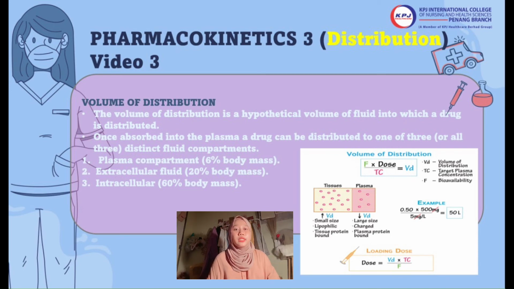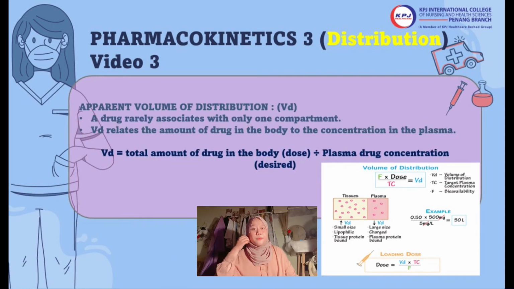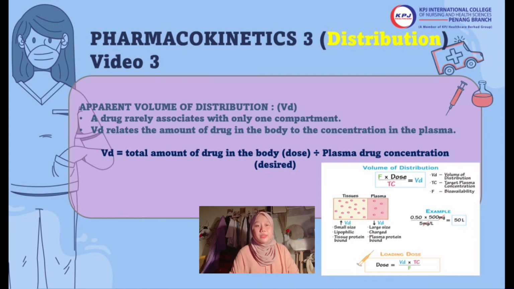For example, aminoglycoside antibiotics. And total body water, 16% of body mass, is for hydrophobic drugs, which are able to move through plasma membranes into the cell, such as ethanol. Apparent volume of distribution: a drug rarely associates with only one compartment, so the volume of distribution relates the amount of drug in the body to the concentration in the plasma.